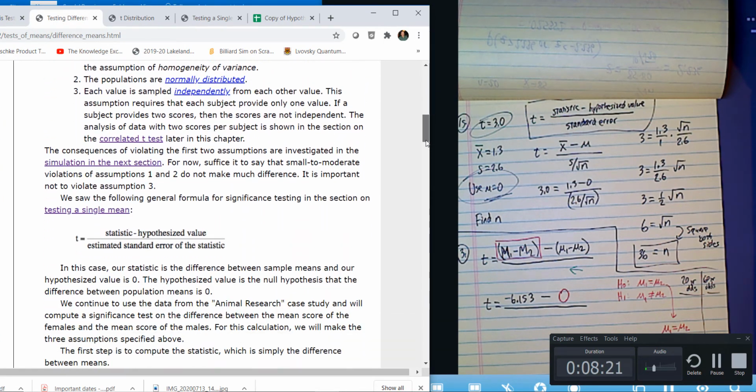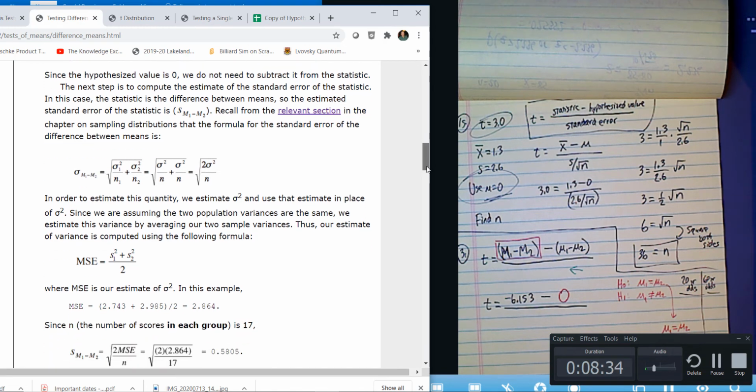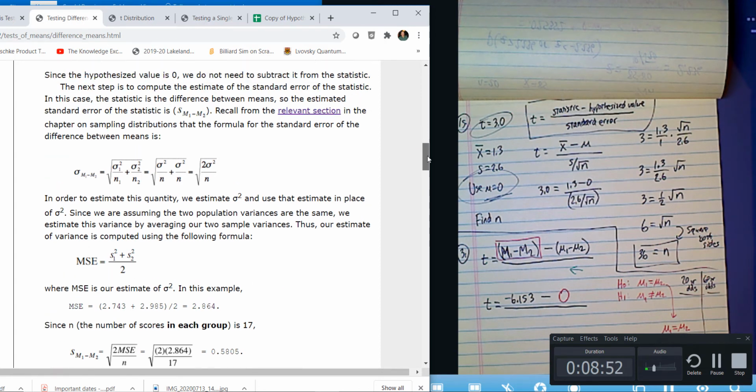They talk a little bit about the standard error of the difference of the means, and it was the square root of 2 sigma squared over n. We've done this before, but you may not remember that one. Since we don't know sigma squared, the variance, we have to estimate it using this formula. That's what they call the mean square error. It's an estimate of sigma squared.